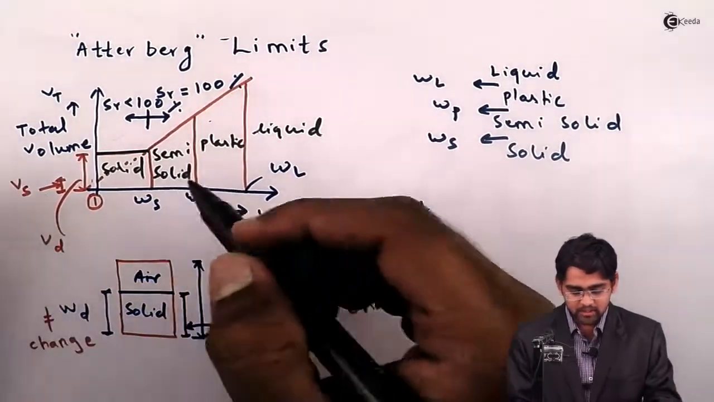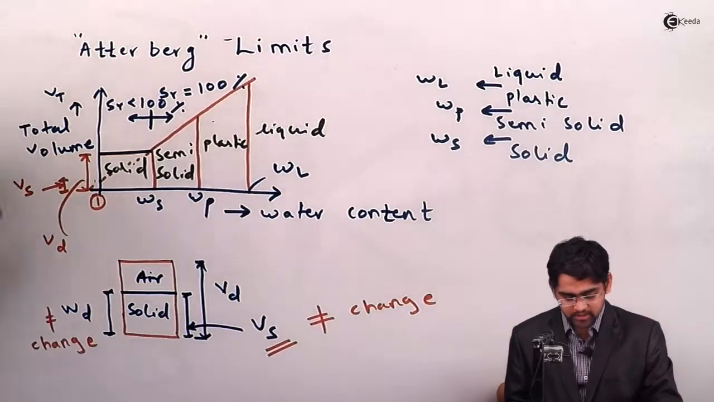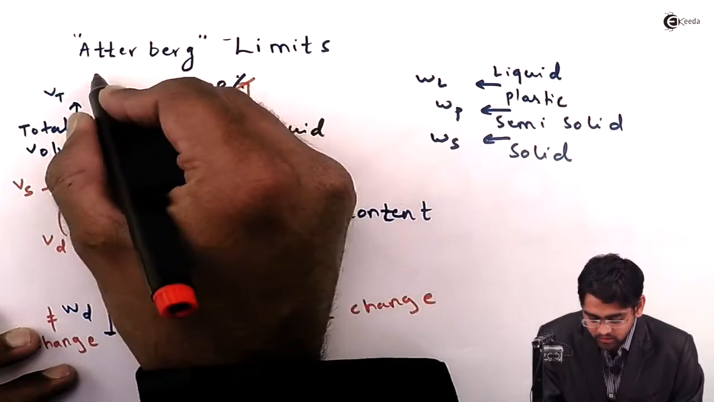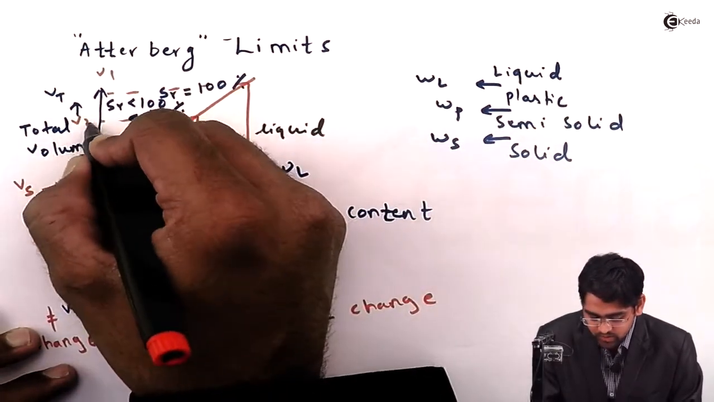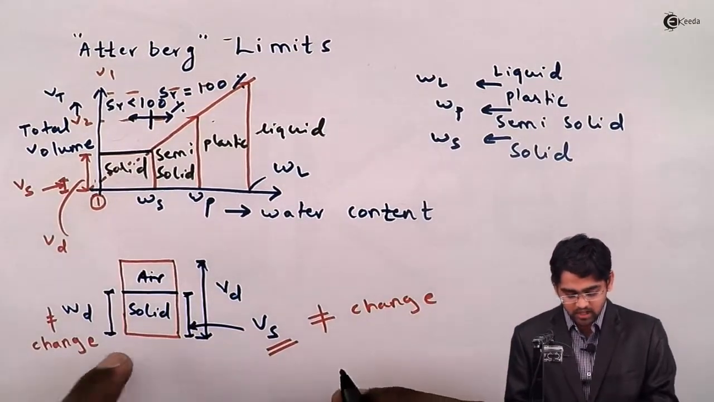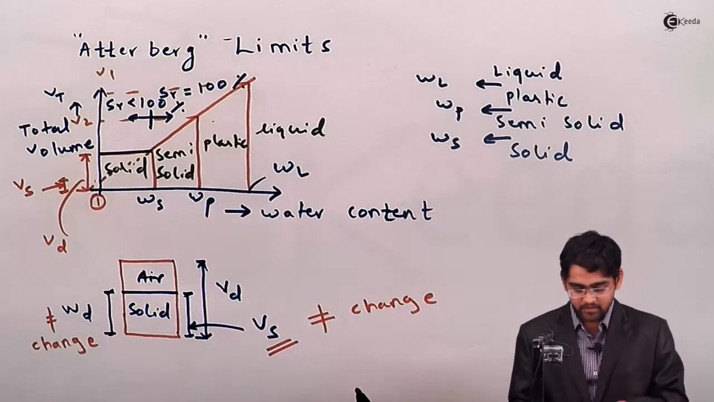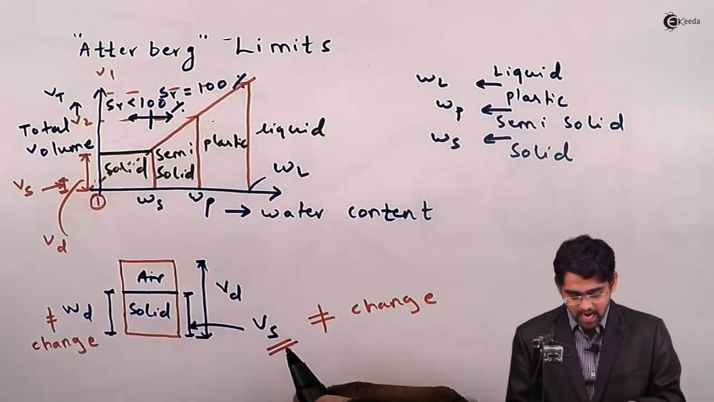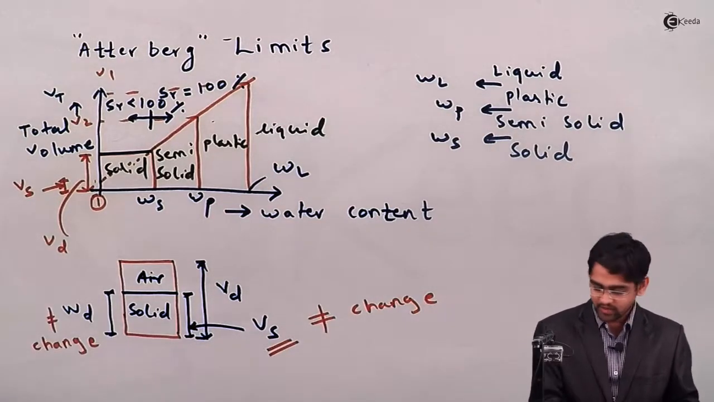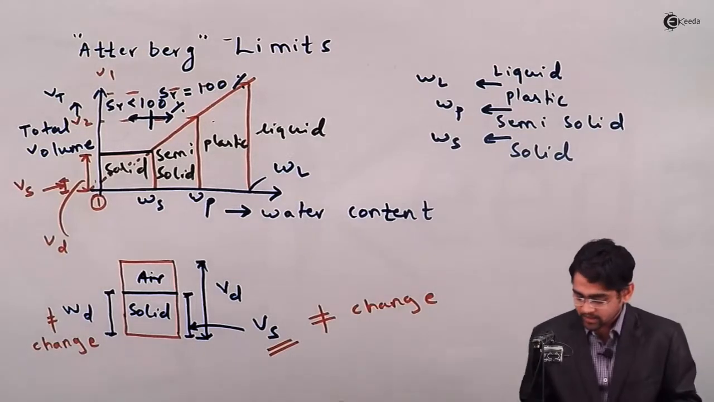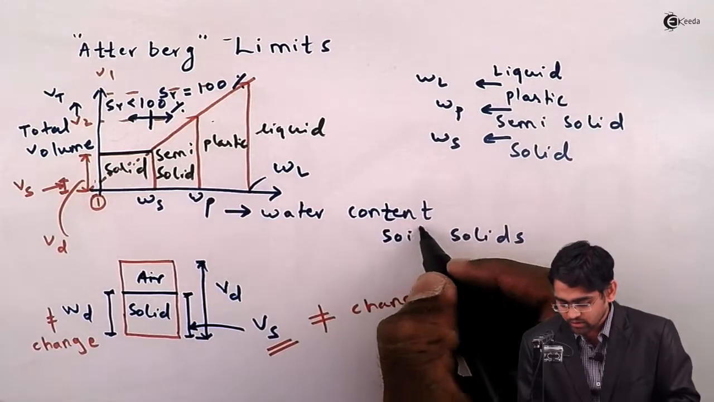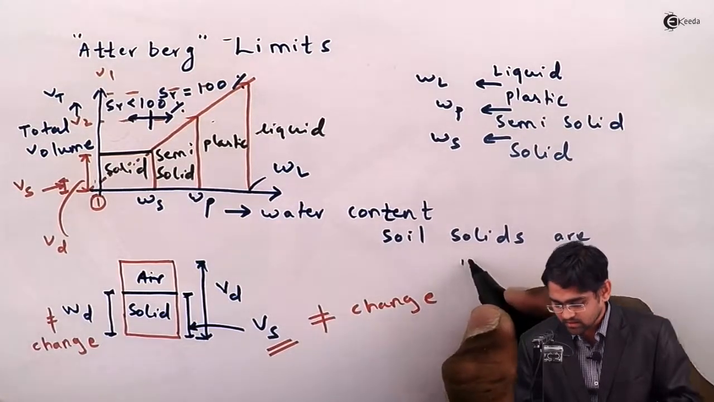So the rest of the parameters, that is the total volume, just here you have suppose volume V1 and volume V2. So there is a consistent decrease in only the voids, and the solid volume and weight of the solid will remain as they are. Remember, since we have assumed here that solids are incompressible, particularly soil solids are.